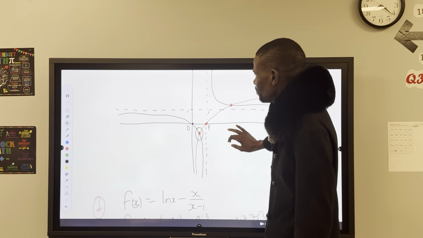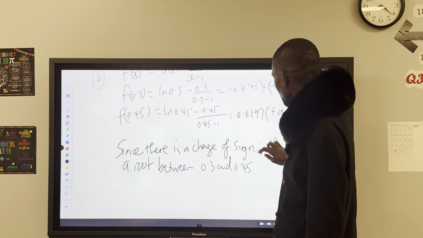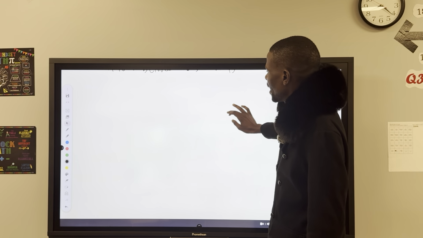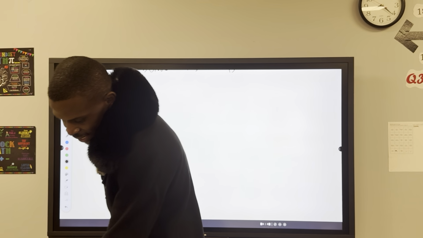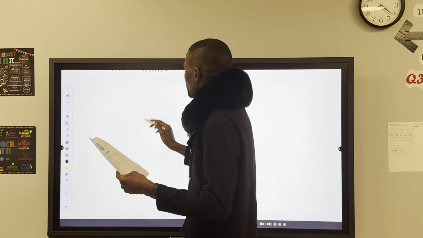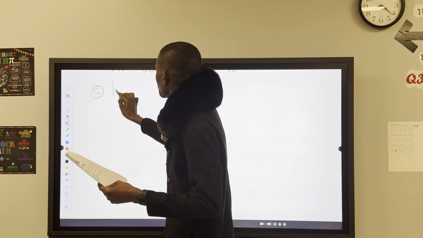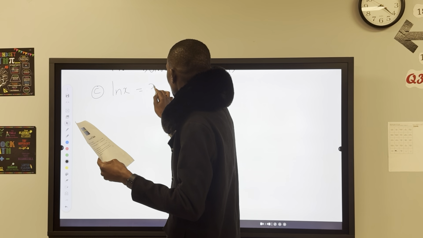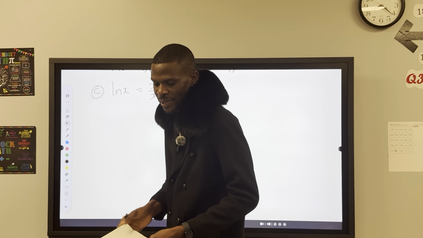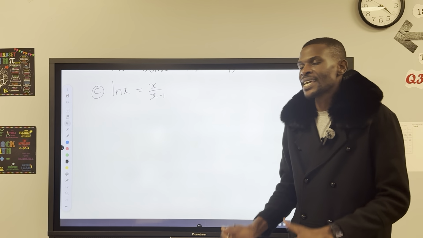All right, so now we are done with the second part. Now let's move on to the last part, which is the Newton-Raphson. So for the Newton-Raphson, guys, you need to be careful. Okay, let me rewrite this as we have natural log of x is equal to x over x minus 1. So I want to write it in a way which is easier for us to differentiate, right?